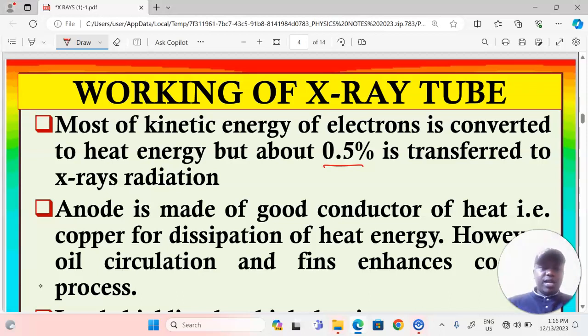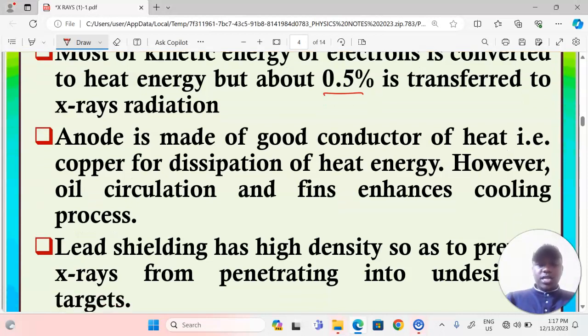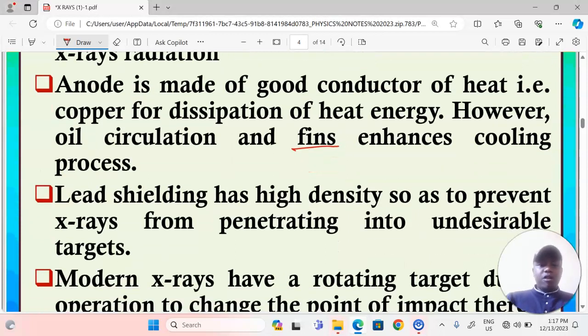Then we can also mention that the anode is made of a good conductor of heat, that is copper, for dissipation of heat energy. However, oil circulation and cooling fins, which are also made of copper, we have copper cooling fins, which enhance the cooling process, together with oil circulation and the anode being made of copper.